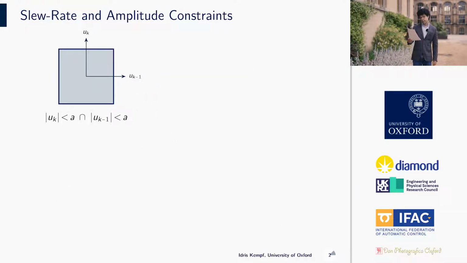The inputs in our system have a limited amplitude. The amplitude constraints apply independently to each part of the input sequence and element-wise to each component of the vectors. Here we choose to group the constraints at time k and k-1. An orthogonal projection onto this set is shown here. It is mathematically given by the saturation function, which limits its argument to plus minus a.